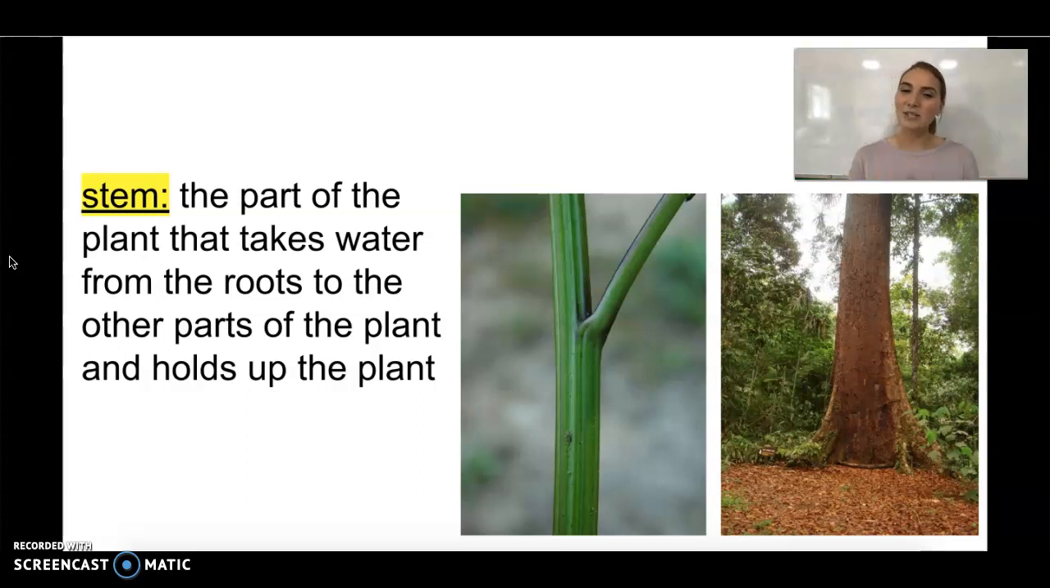What do you see that is different about these two types of stems? I can see that this stem looks thin and soft, and this stem looks thick and woody. Both of these stems help take nutrients from the soil, and both of them hold the plant up, but they are a little bit different based on what that plant needs.